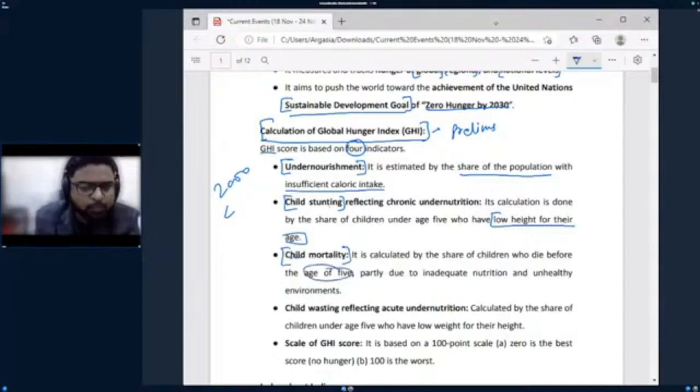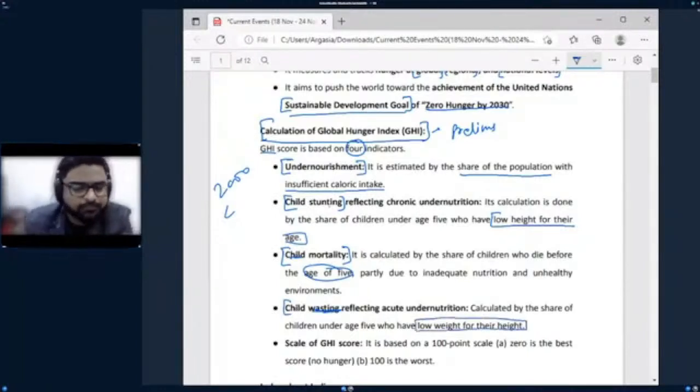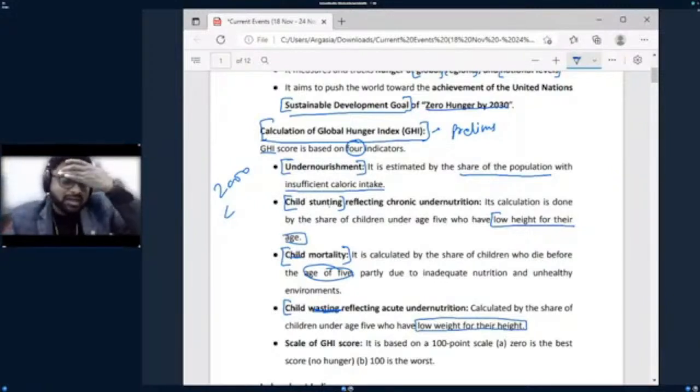Child means up to the age of 5, as we discussed. So child mortality means the number of children who died up to the age of 5. Child wasting. Remember this word, wasting. Wasting means low weight for the height criteria. Low weight for the height criteria.